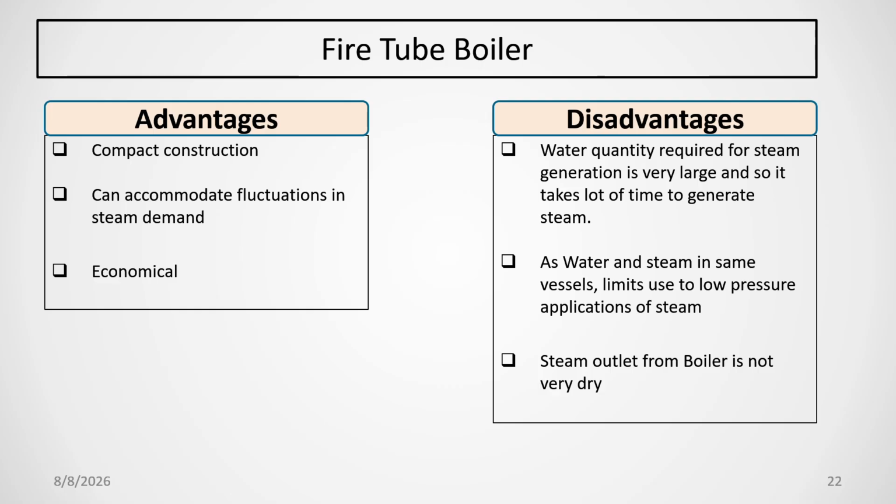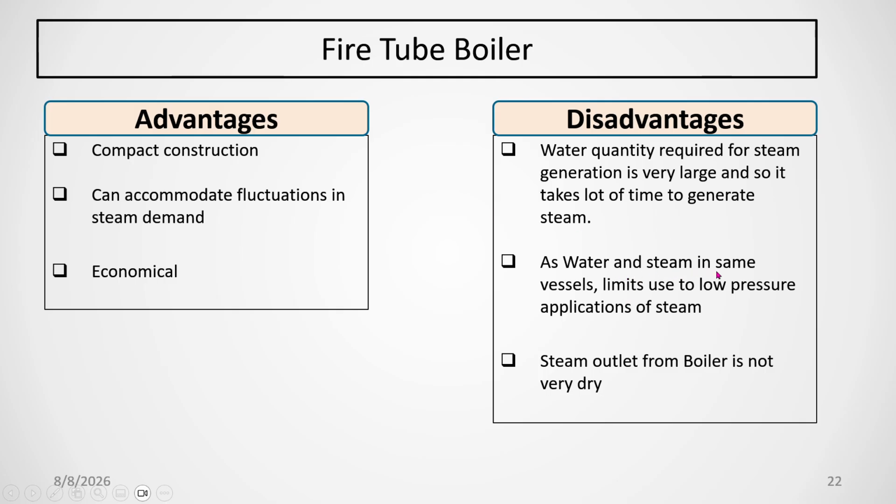Steam demand fluctuation is there, but as the shell size is more, steam accommodation will be more, so fluctuation can be accommodated. That is the advantage. The disadvantage is that the water quantity required for steam generation is very large, and so it takes a long time to generate steam. You have to heat the water in the drum, a huge quantity of water, to generate the steam.